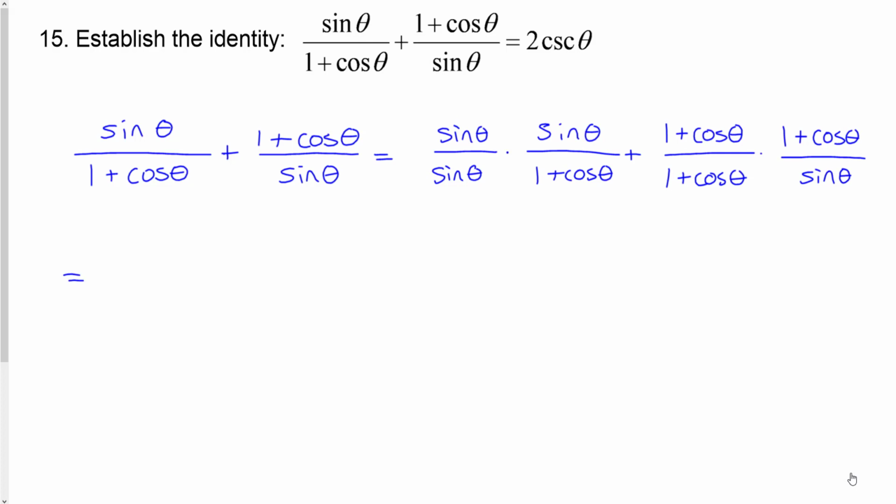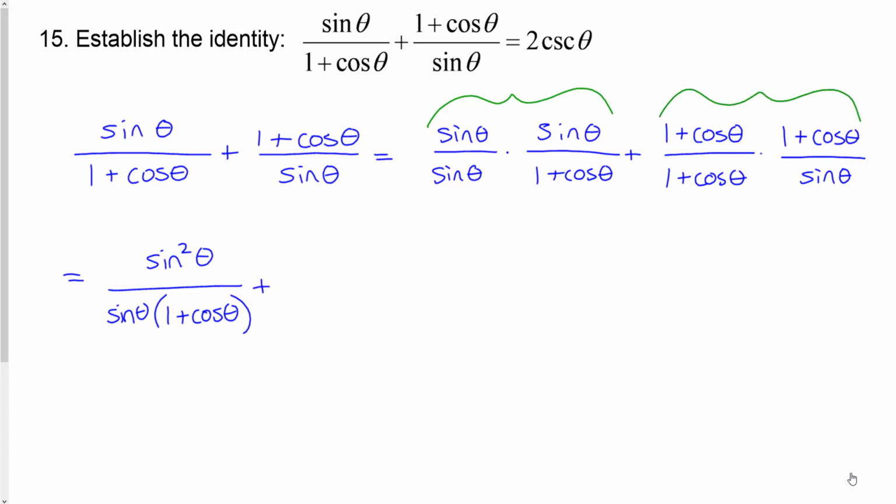so starting with the first part here, I have two fractions that are multiplied. The numerators match, so I'm going to write those as sine squared theta. The denominator I'm just going to leave as sine theta times 1 plus cosine theta. In the next fraction, this part over here, I'm going to multiply those.